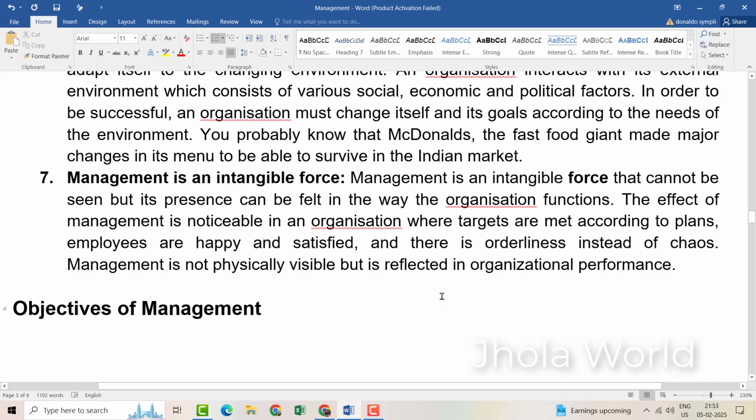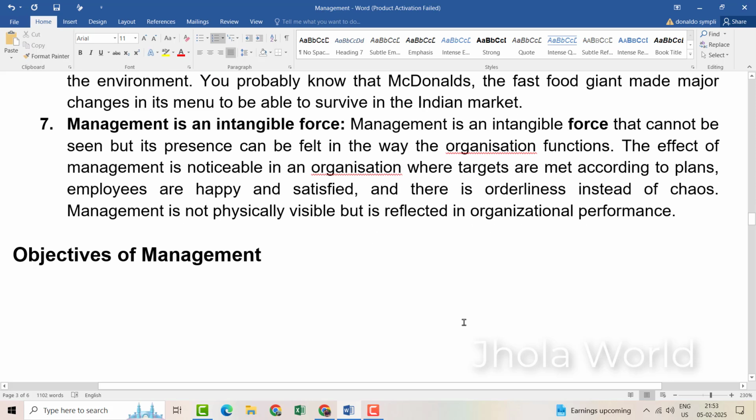And the last one is number seven, management is an intangible force. Of course, we all say we do management, but we can never see it. It is intangible. But without this, the enterprise will not run. It is very important. It's a force.